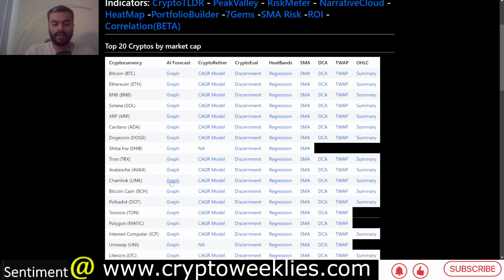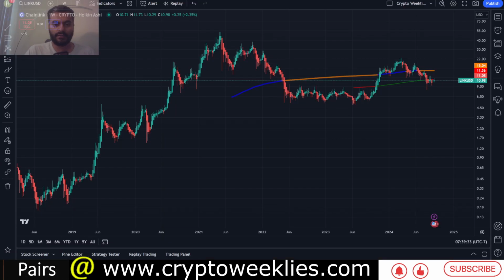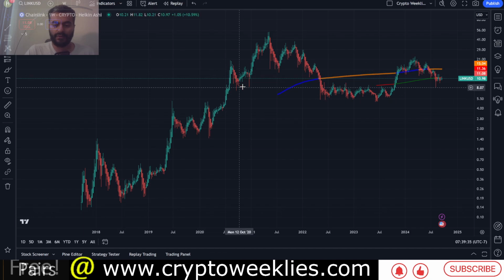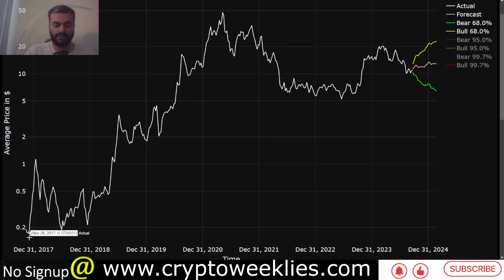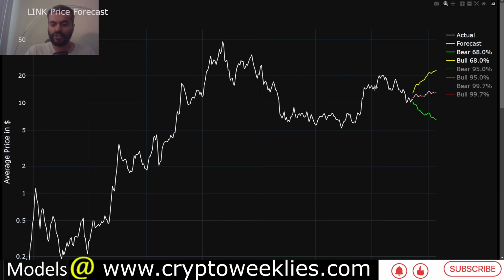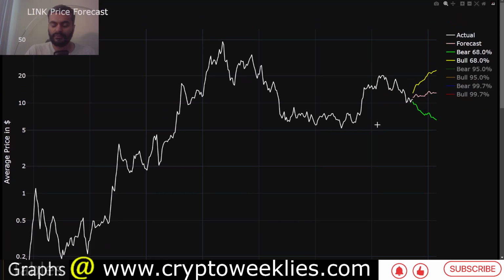So we'll start with the forecast graph. This is the exact chart that we had for Link, but as a weekly average in a line chart. This data is fed to the machine learning algorithm, and the following are the forecast outputs of the algorithm. The base case is the line in pink. The one standard deviation bull case is in yellow. The bear case is in green.